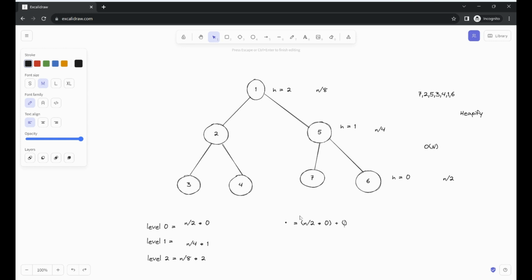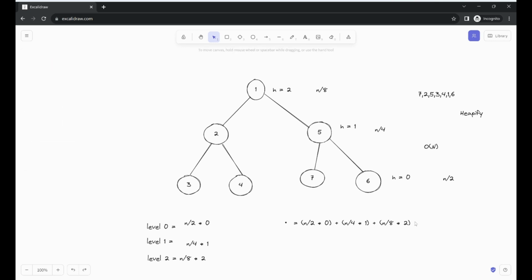Then in the level just above that, the total number of swaps would be n by 4 into 1. Then in the level right above that, how many swaps would we have? We would have n by 8 into 2. What if we had more levels? Then we could have just kept adding the total number of swaps at each level.